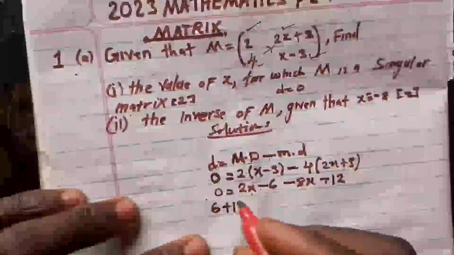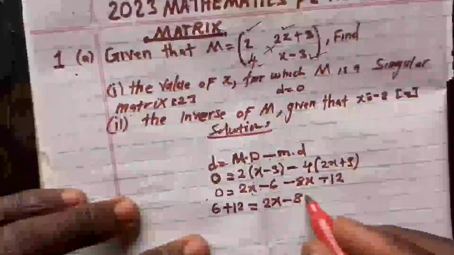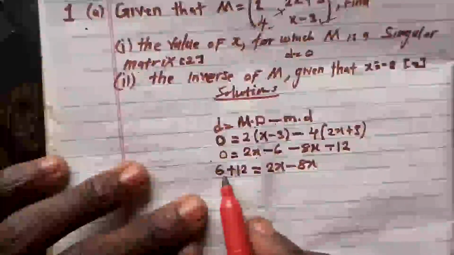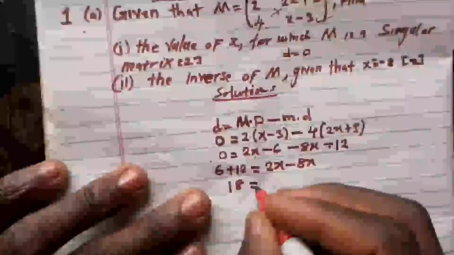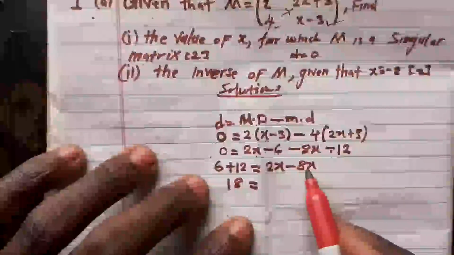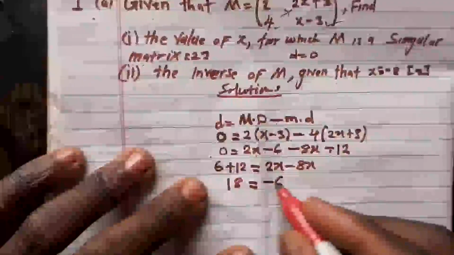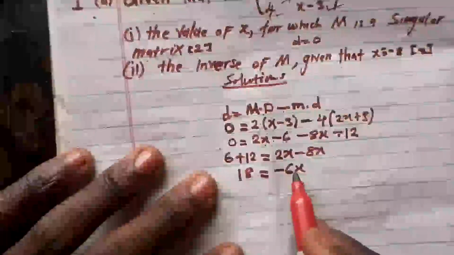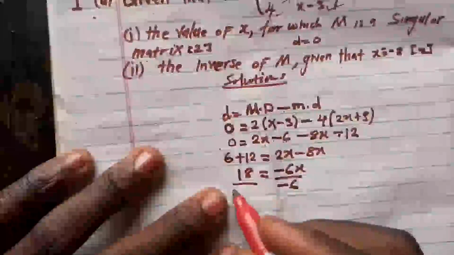So I'm going to say plus 12 is equal to 2x minus 8x. Now 6 and 12 are like terms, so 6 plus 12 gives 18 is equal to, then 2x minus 8x gives negative 6x. Here I'm looking for the value of x, which means I'm going to divide by negative 6, even here by negative 6.